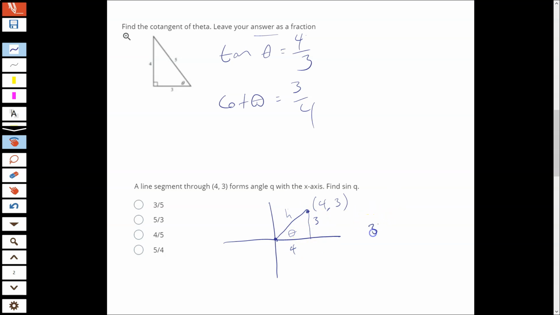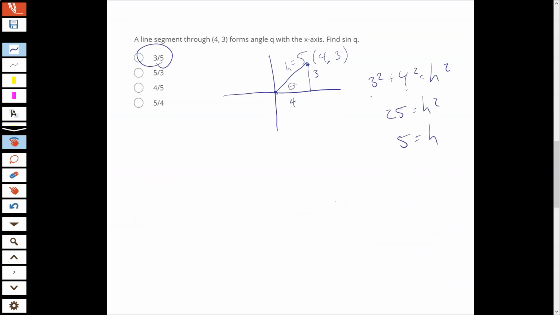To do that, I'm going to do Pythagorean theorem. 3 squared plus 4 squared equals h squared, or c squared, whatever you want to call it, right? 9 plus 16 gives me 25 equals h squared, and we get 5. Okay, so 5 is my hypotenuse, and then sine theta is going to be 3 over 5, opposite over hypotenuse.